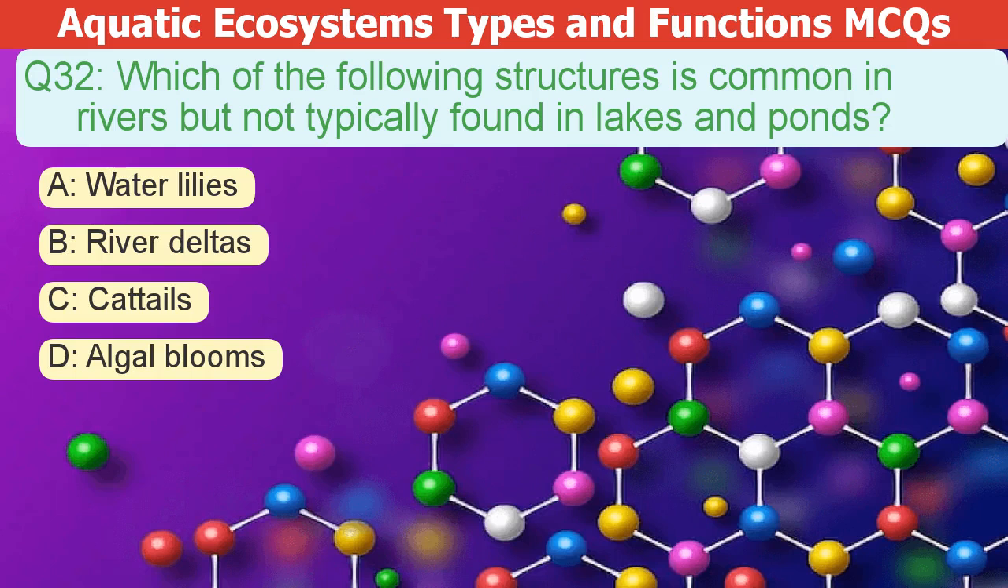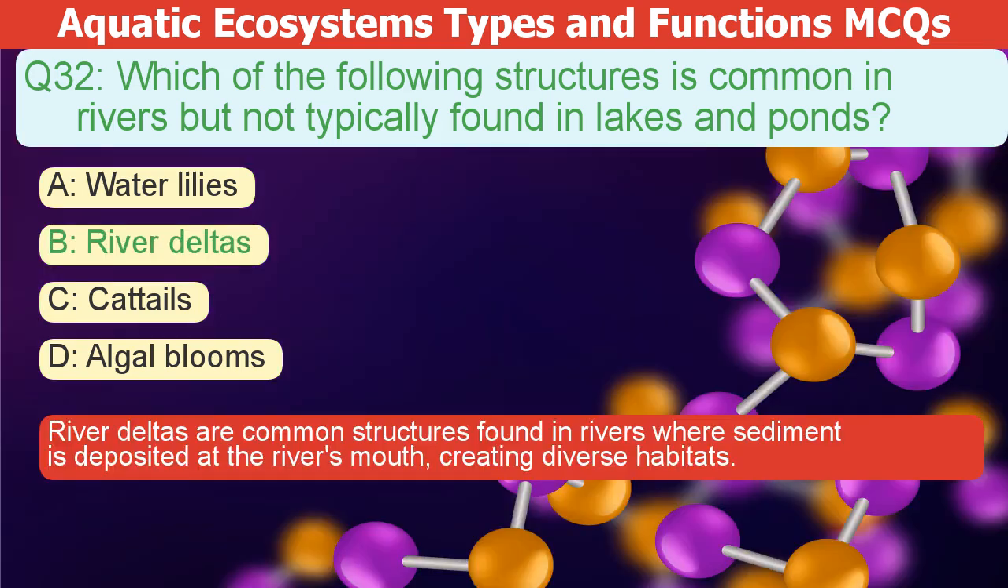Which zone of the ocean receives the most sunlight and supports the highest diversity of marine life? A. Abyssal zone. B. Benthic zone. C. Intertidal zone. D. Photic zone. The correct answer is D. The photic zone is the oceanic zone that receives the most sunlight, allowing photosynthesis to occur and supporting a high diversity of marine life due to the availability of light energy.